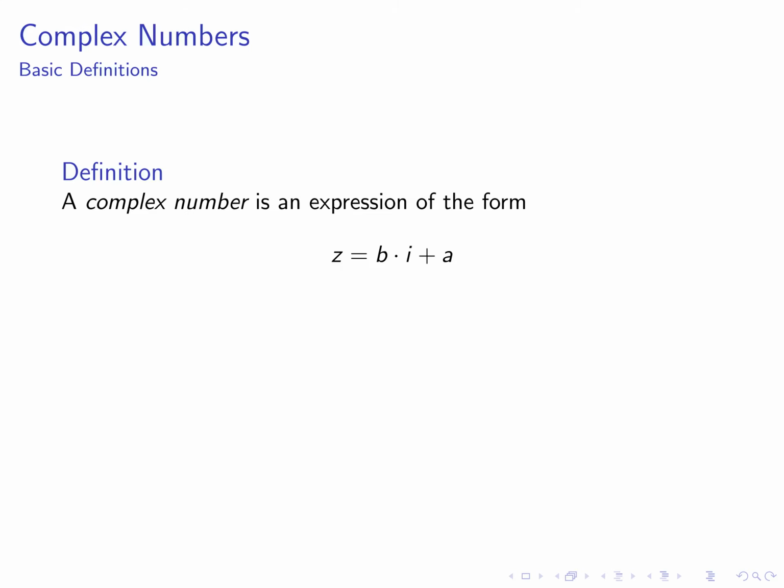So what is a complex number? By definition, a complex number is an expression of the following form. We're looking at a number z that can be expressed as a number b times i plus another number a. So what are the ingredients in this expression? This number i is the most important part of this expression when defining complex numbers. This number i is the famous so-called imaginary unit, and this is a number i whose square is equal to -1.